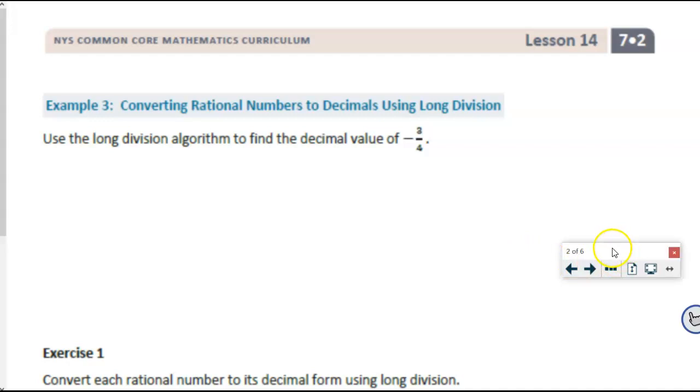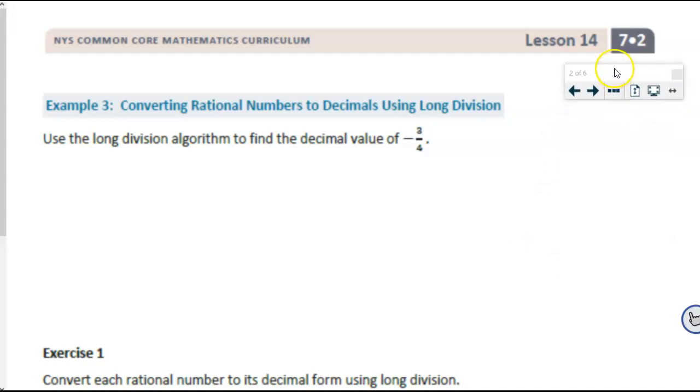And now we're going to put our calculators away. Just set them off to the side, because now we're using the long division algorithm. We're no longer going to be just using our calculators to type in 3 divided by 4. We're going to go back to 4th grade and do that long division algorithm.